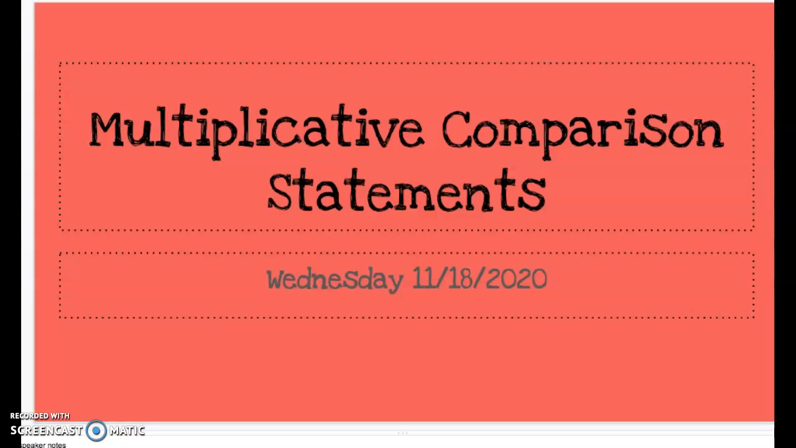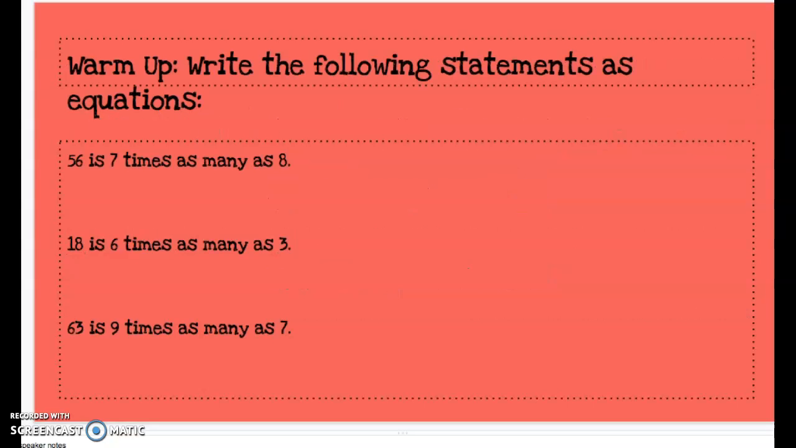Let's get started. So for our warm-up today, I want you to write the following statements as equations. 56 is 7 times as many as 8. How would that look as an equation? 18 is 6 times as many as 3, and 63 is 9 times as many as 7. Pause the video, and when you're ready, press play.